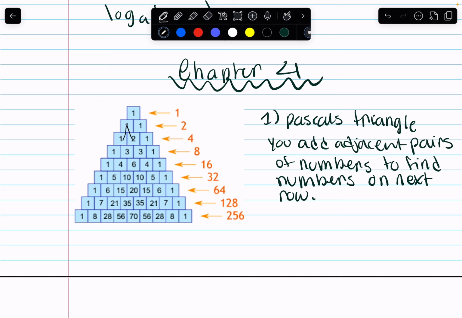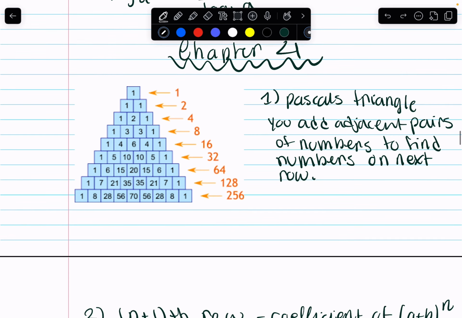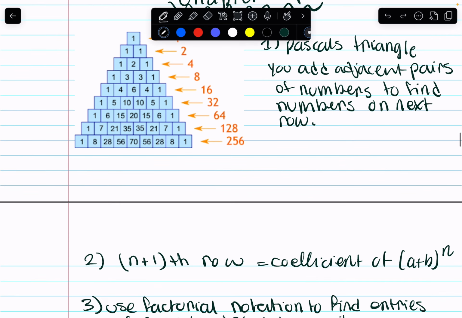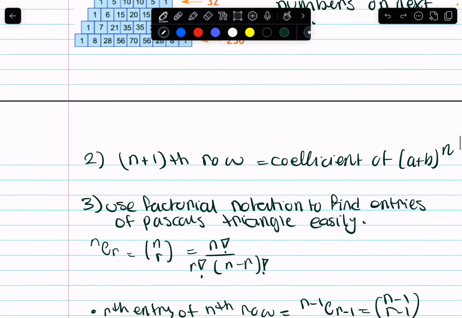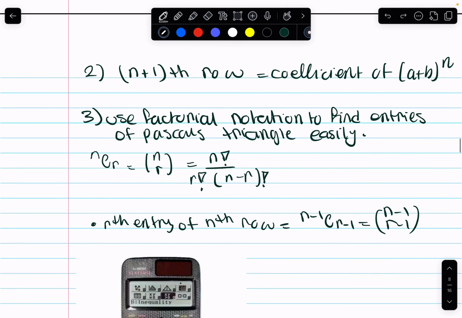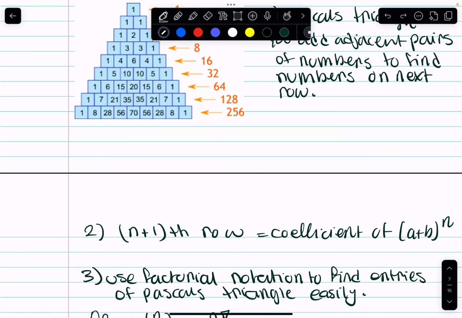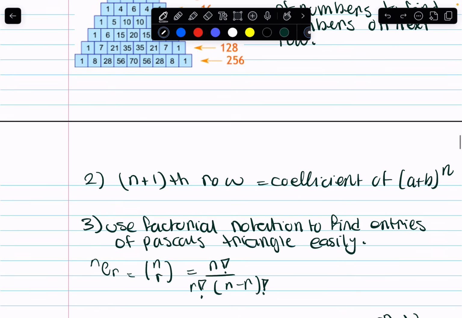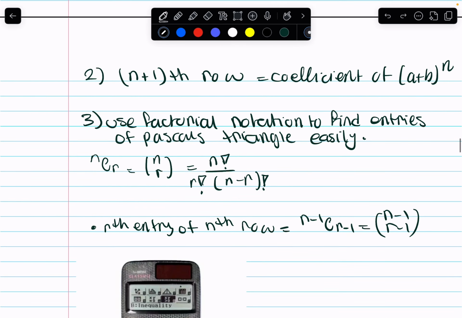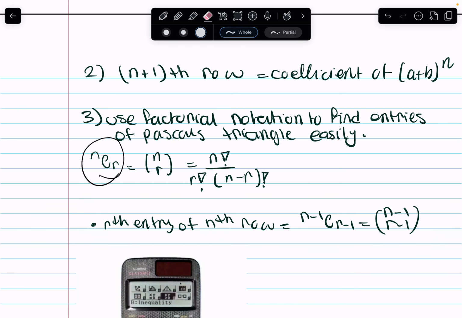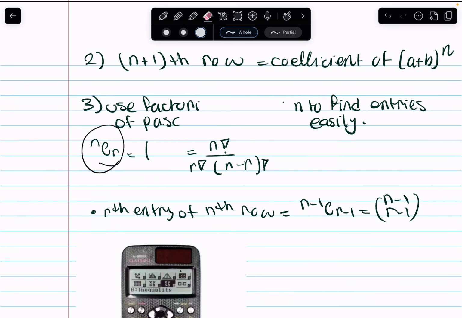So Pascal's triangle. Basically you add adjacent pairs to get the number below. As you can see here, and everywhere. The n plus 1 row of Pascal's triangle would give you the coefficients of (a plus b) to the power of n. This is binomial expansion. Use factorial notation to find entries of Pascal's triangle easily. That's when we use nCr on our calculator, or this formula.